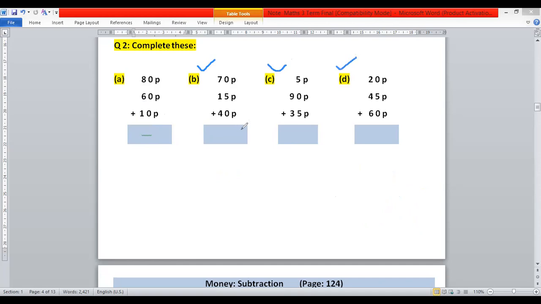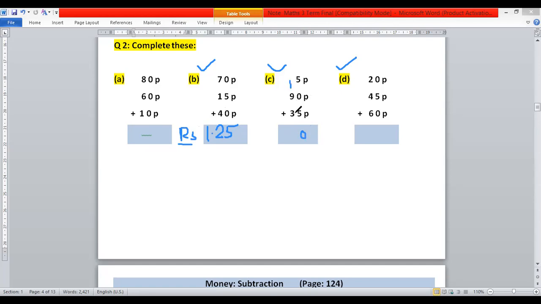And after that, put the point after two digits. 5 plus 0 plus 0, 5. 7 plus 1, 8. Plus 4, 12. So these are 125 paise. When you convert into rupees, just put the point and add Rs. Rs 1.25.